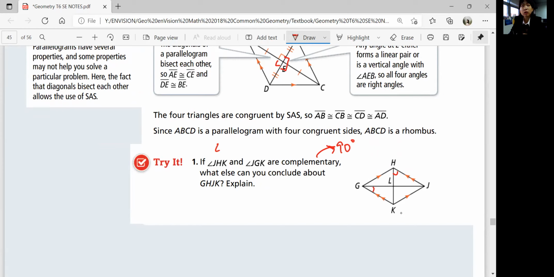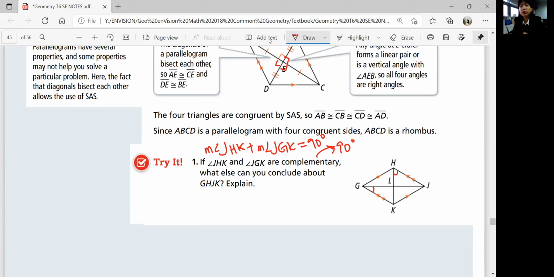So in other words, the measure of JHK plus the measure of JGK is equal to 90 degrees. What else can you conclude about GHJK? Can you identify this parallelogram? See if you can justify your answers and explain. Come back when you're ready for answers.